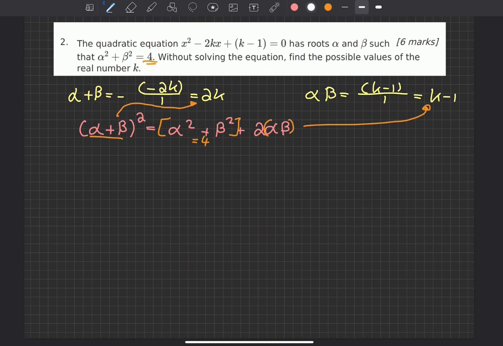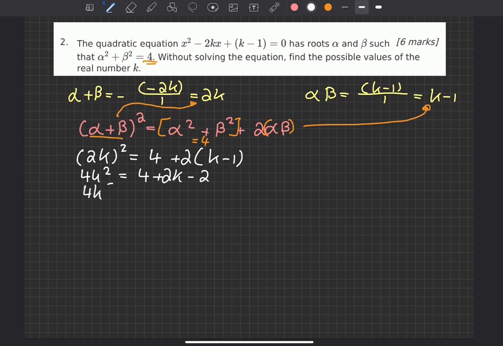So we just plug all these values in. We replace alpha plus beta by 2k, and that is squared, equals, replace this by 4, and replace the alpha beta by k minus 1, right? And we just simplify, so it's 4k squared equals 4 plus 2k minus 2. We can move everything to one side, so 4k squared minus 2k minus 2 equals 0. And then we can divide everything by 2 to make it easier: 2k squared minus k minus 1 equals 0.